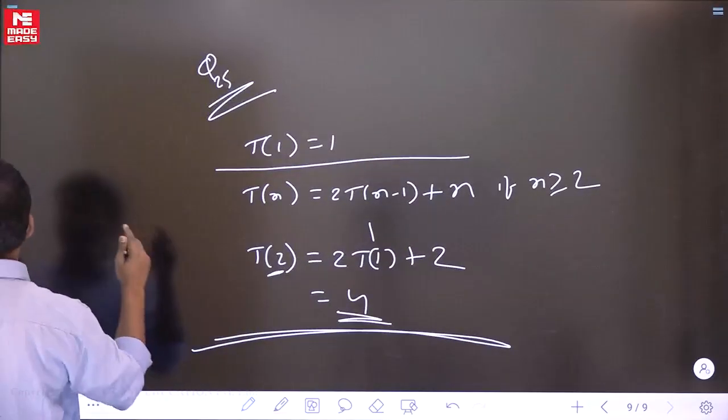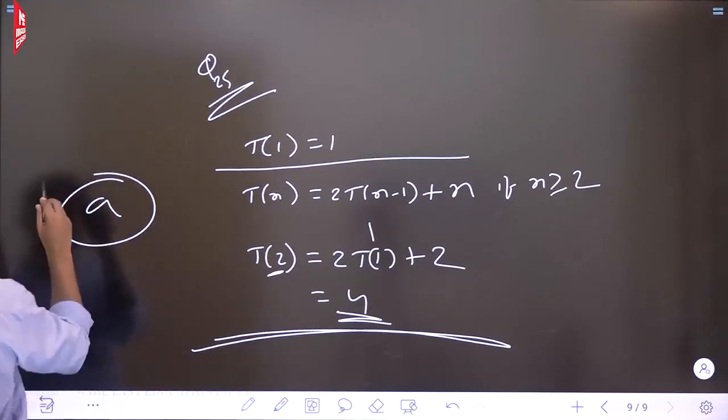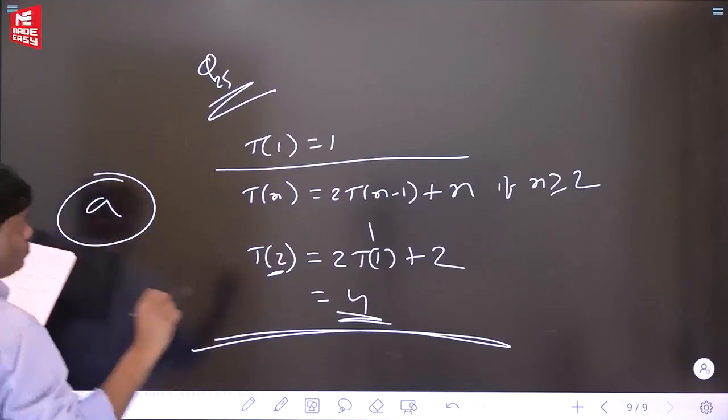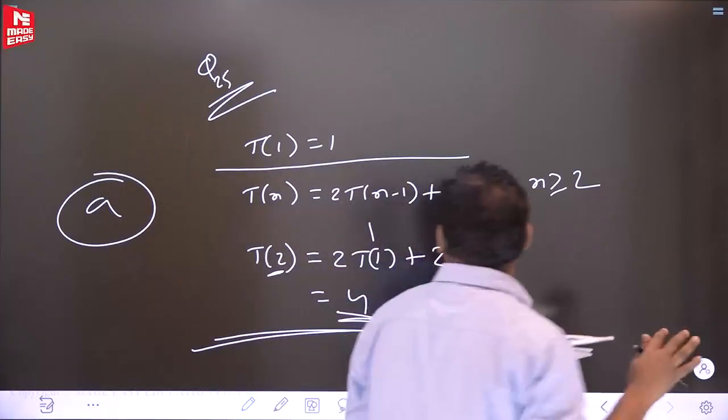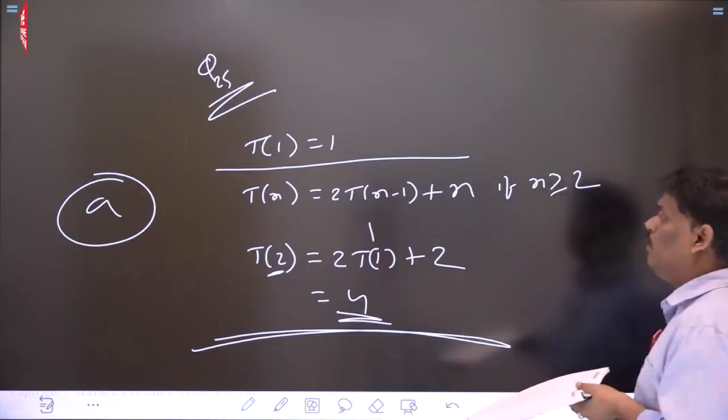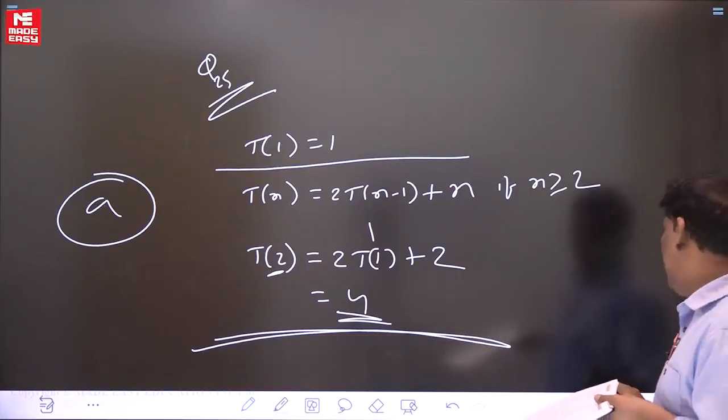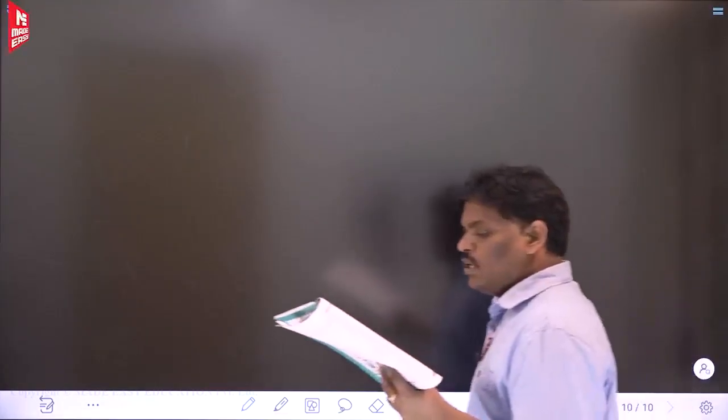For question number 25, what is the answer? A. Just substitute values, not the substitution method. Both will give the correct answer. One will take 10 minutes, one will take 1 minute. Question 25 answer is A. What is question number 26?